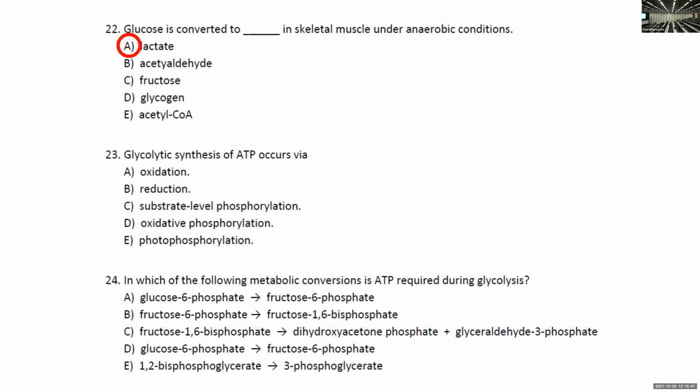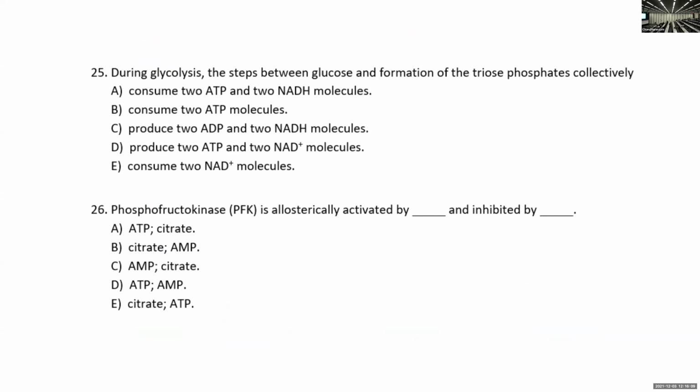Hopefully it's an easy question. Number 23, it's C. Again, it's all about distinguishing between substrate level phosphorylation and oxidative phosphorylation. Number 24, it's B. Again, as long as you understand glycolysis, you should be able to answer this question.